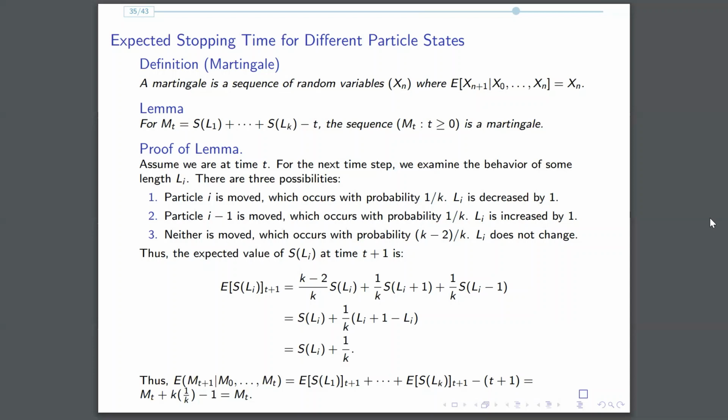Thus, we can use this to calculate the expected value of S(Li) at time t plus 1, and we will find that it is S(Li) plus 1 over k. With some further calculations, we will find that the expected value of Mt plus 1, given the history of the process, is just Mt. So the sequence of the Mt's is a martingale.